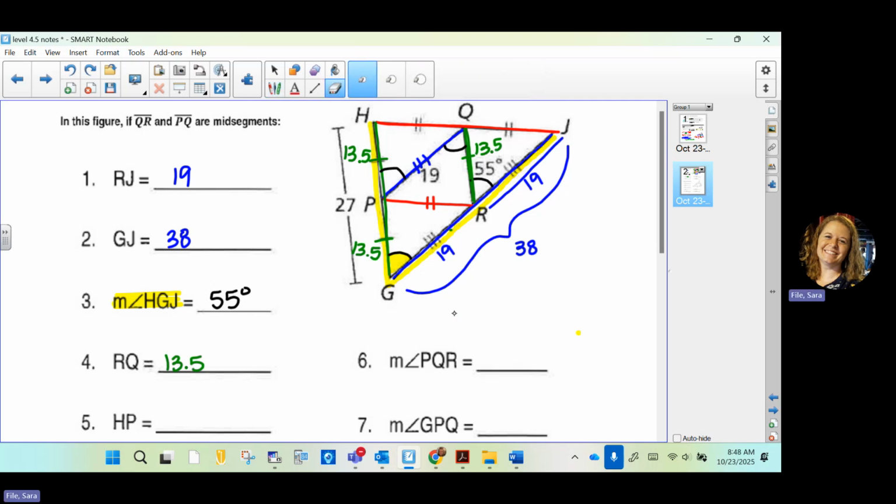All right. HP. Where's HP? Is also in green. H to P right here. How long is that one? Also 13.5.